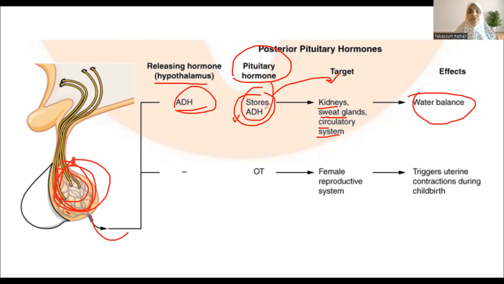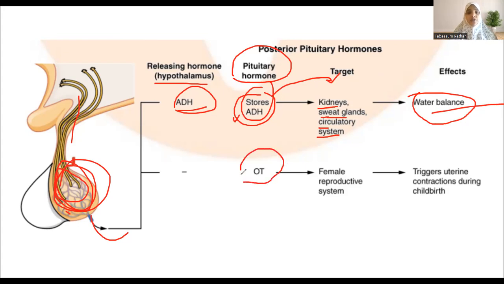Anyway, we are going to see the details of this hormone in coming topics when we talk about the kidneys and their hormones. Right now, the posterior part of the pituitary gland stores the antidiuretic hormone, which is secreted by the hypothalamus, its targets are these structures, and water balance is its main function.